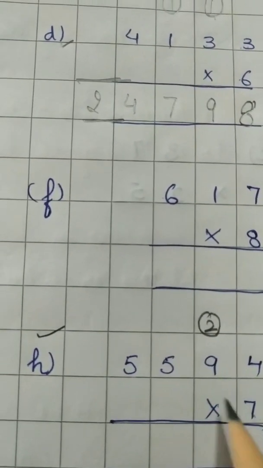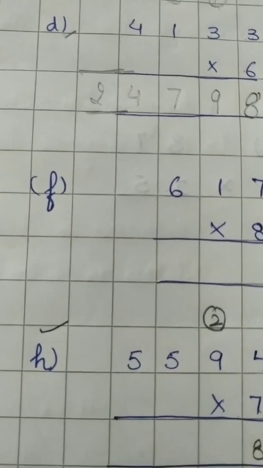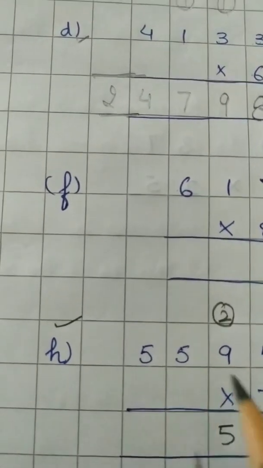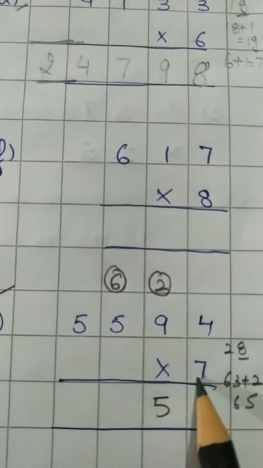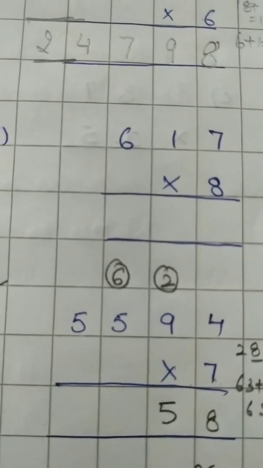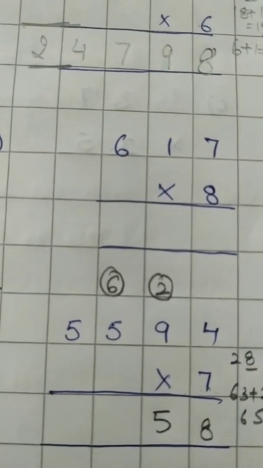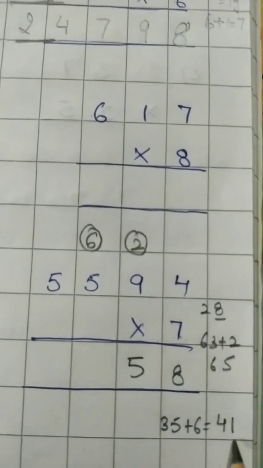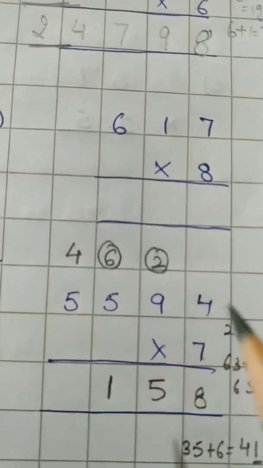7 nines are 63 plus 2, which is equal to 65. 5 we will write here and 6 will be carried to the next column. Now 7 fives are 35. I'll write it down. 7 fives are 35 plus 6 we have to do, which is equal to 41. Okay. Now 1 you will write here and 4 will be carried to the next column.